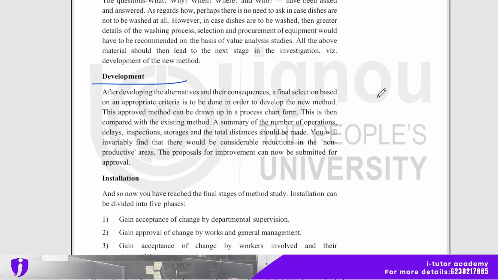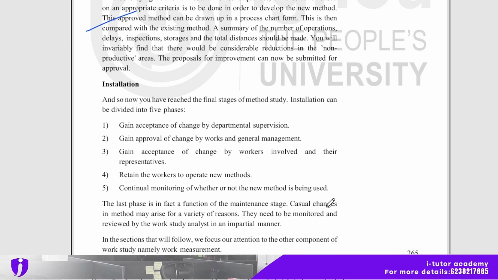Then there is development. After developing the alternatives and their consequences, a final selection based on appropriate criteria is done in order to develop a new method. And installation comes after development. So now you have reached the final stage of method study, that is installation, which can be divided into 5 stages.